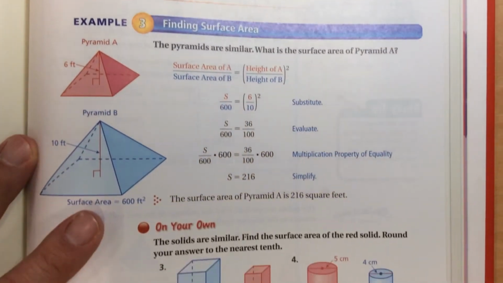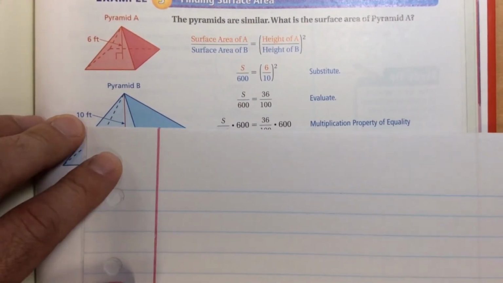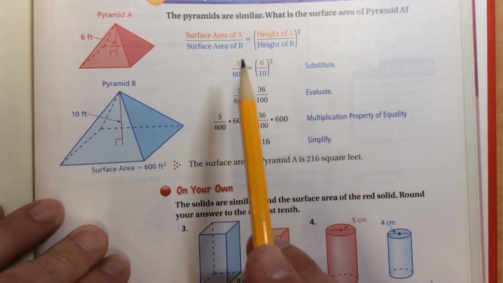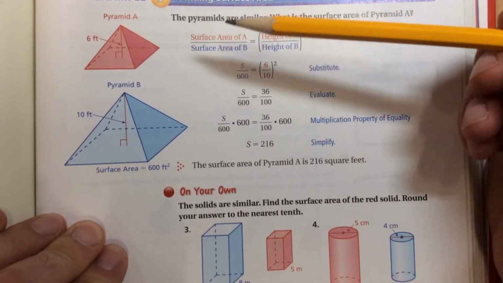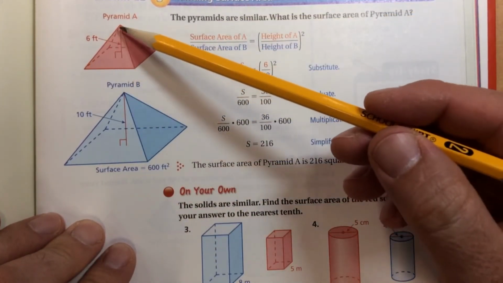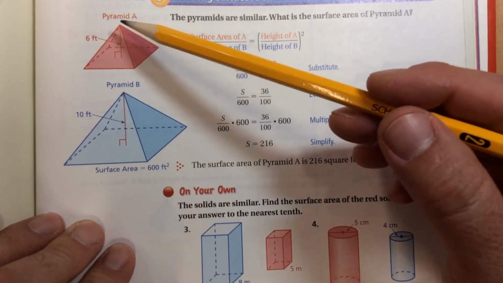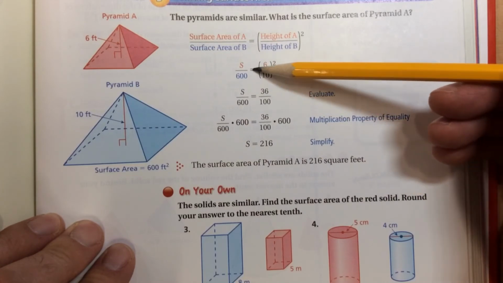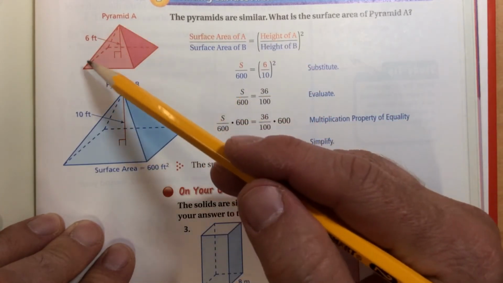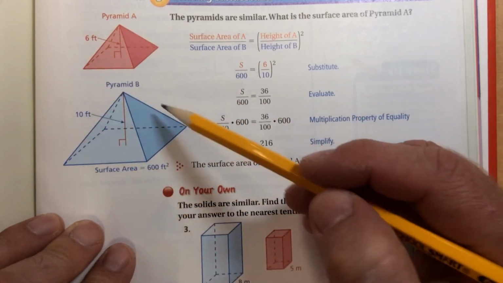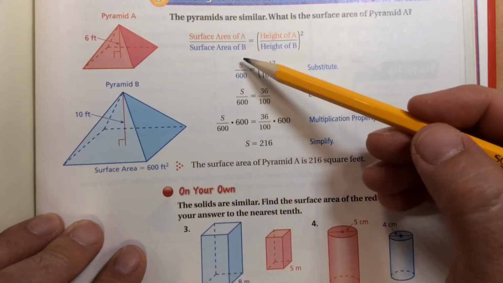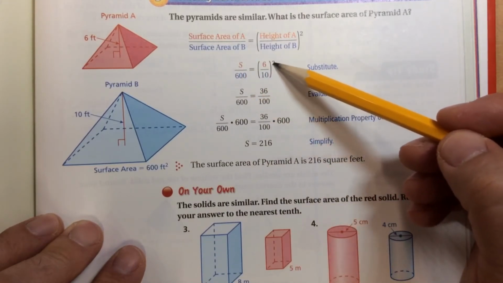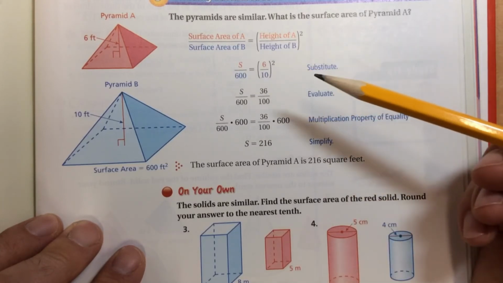Finding the surface area here. It tells us right off the bat, the pyramids are similar. Good, well, we don't have to worry about that. What is the surface area of Pyramid A? So we take the measures that we know, and they're putting A on top, the height over height, 6 over 10, is equal to the surface area of Pyramid A, which we're trying to find, and they told us the surface area of Pyramid B, 600. So S over 600. But they couldn't just set them equal. They had to square the linear measures, 6 over 10.